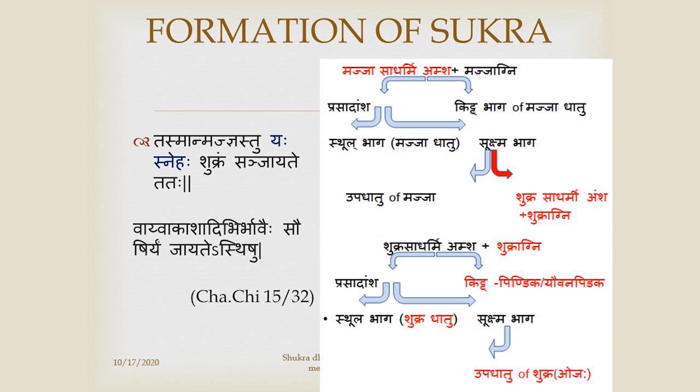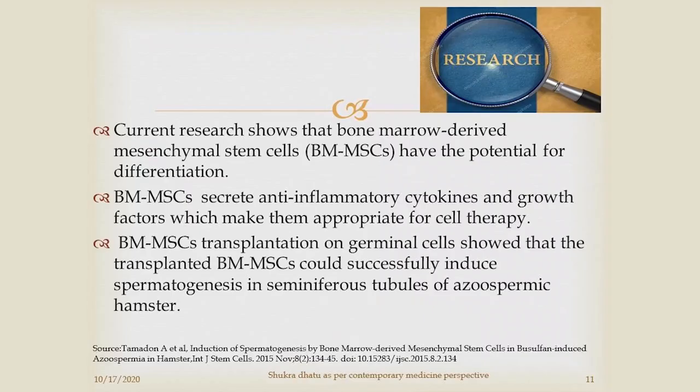The Majja Dhatu has a Snehamsha. From the Snehamsha, Shukradhatu gets originated, and the originated Shukradhatu will come out through the pores in the Asthi, and the pores will be made up by the Vayu and Akasha Mahabhuta. So the Majja Dhatu is the one which can give rise to Shukradhatu.